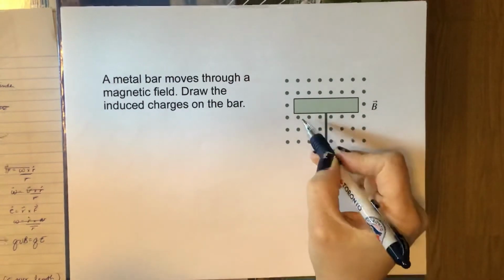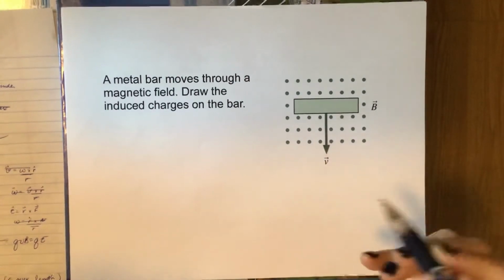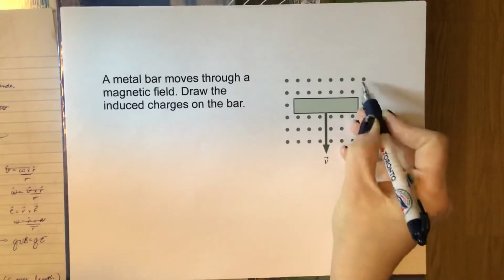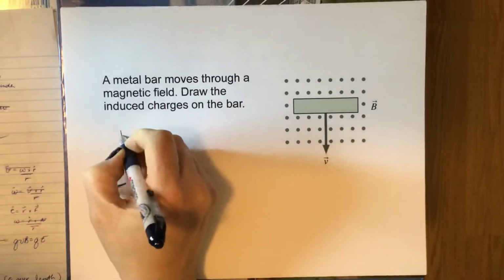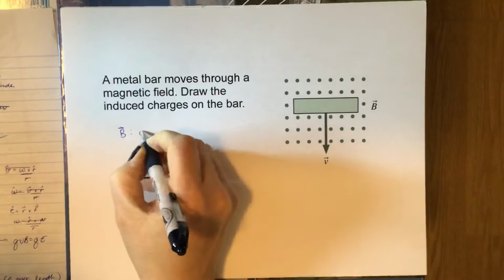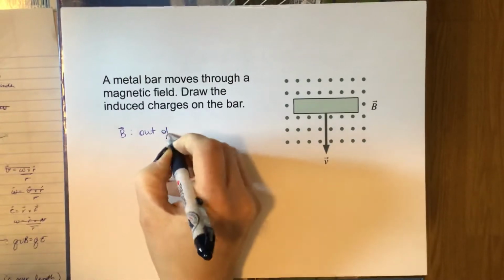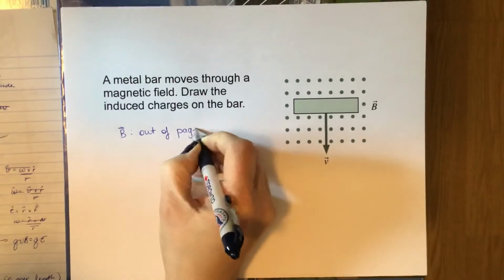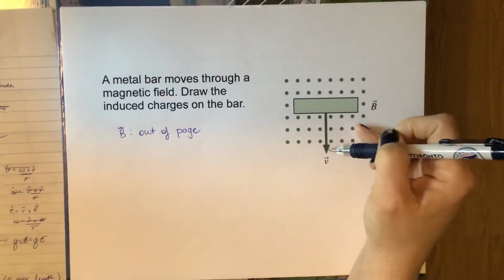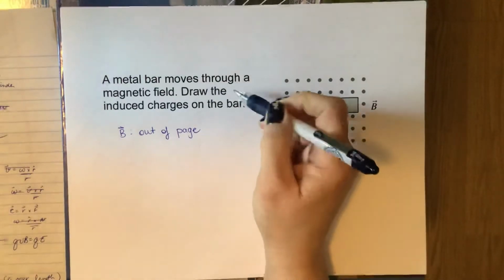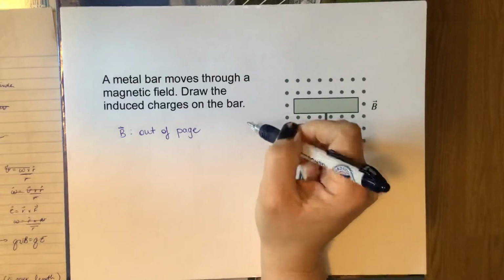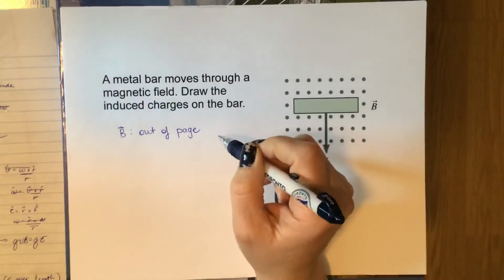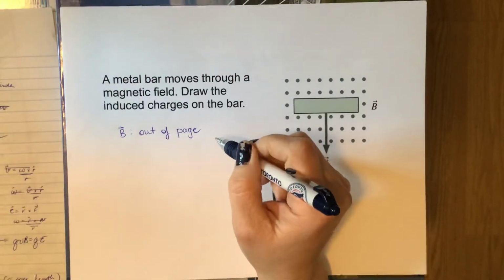In this example, we're pulling a metal bar, so it's a conductor, through a magnetic field. The dots represent that the magnetic field is pointing out of the page. We're moving with a velocity as shown, moves down. And the question I wrote down: draw the induced charges on the bar.